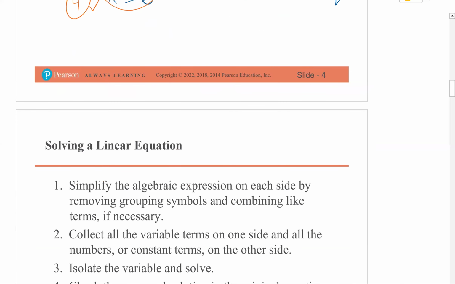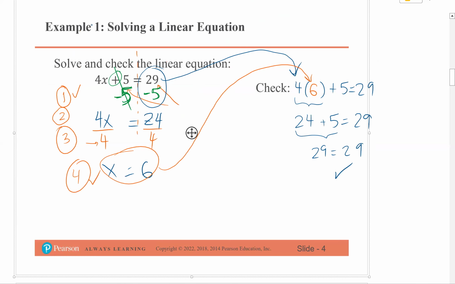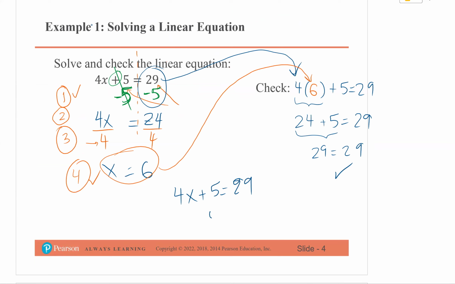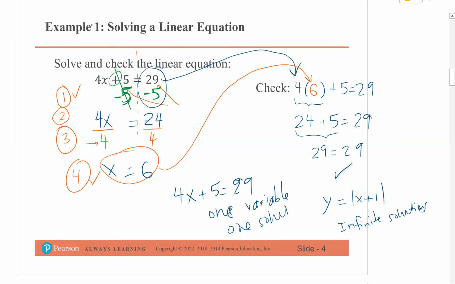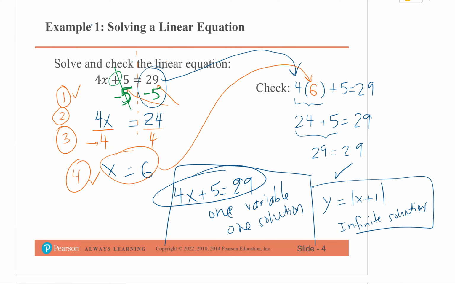Yeah, notice that's something I kind of want to point out. This equation that was given to us, it only has one variable. Unlike the equations in the previous section, like, for example, y equals absolute value x plus 1. This had infinite solutions. And this only has one solution. But the big difference is because the one on the left has one variable. This one on the right has two variables, an x and a y. So kind of keep that in mind.